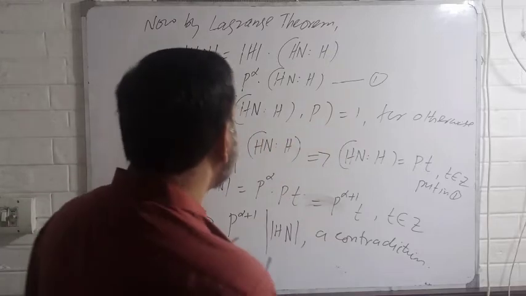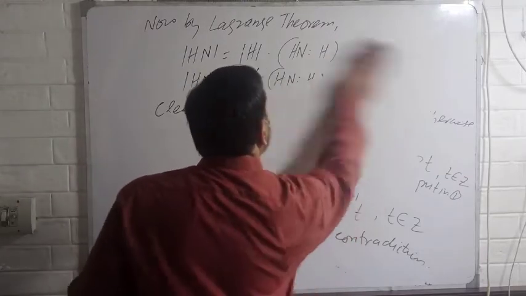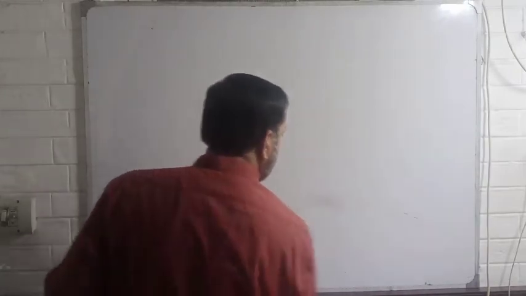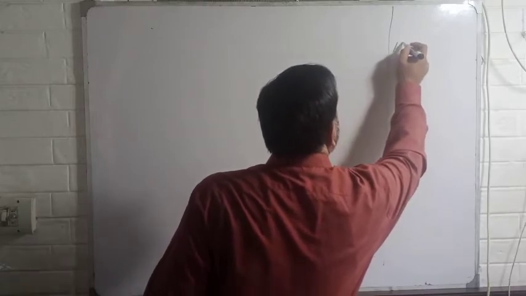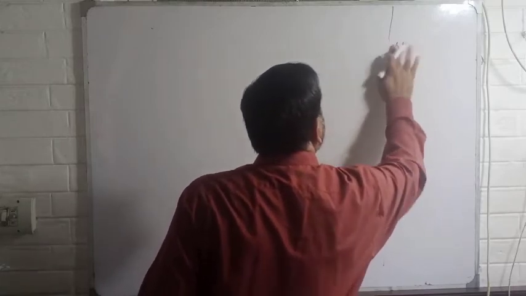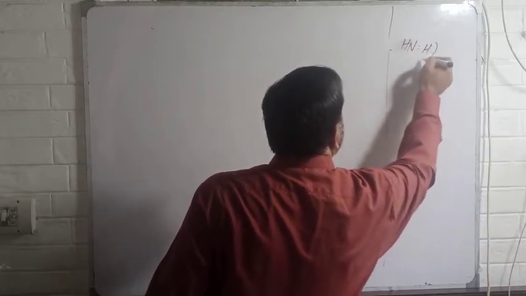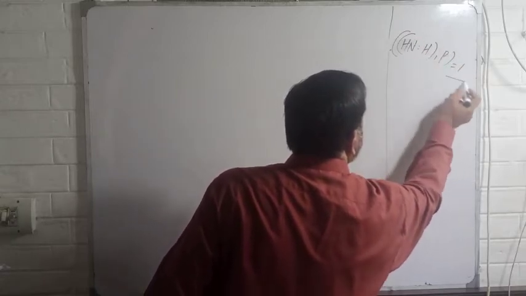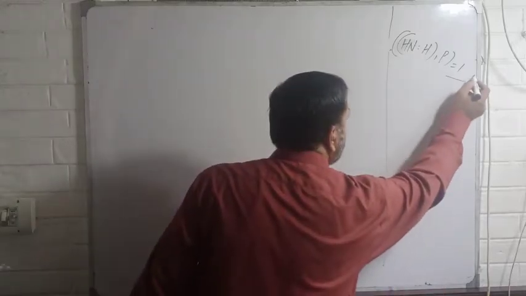So we have established one thing: the index of H in HN is prime to p. Yes, this is your number 1, you can say star 1.